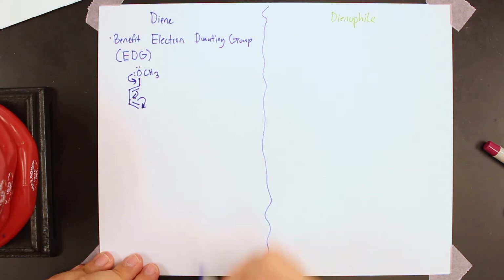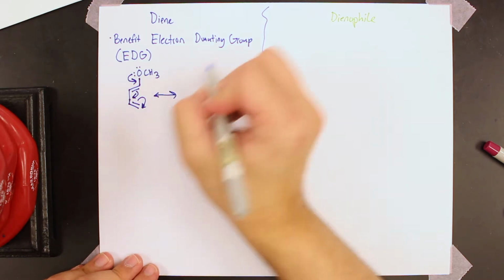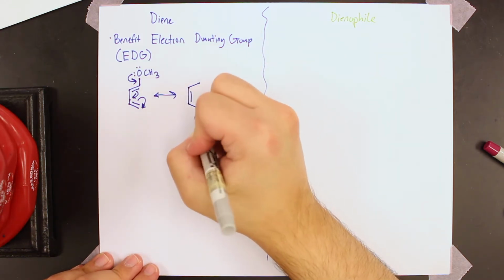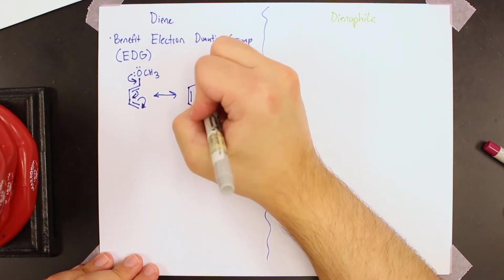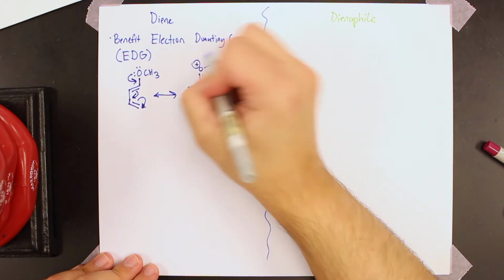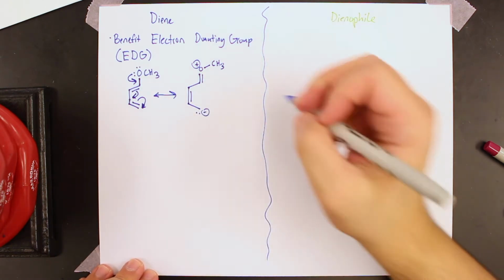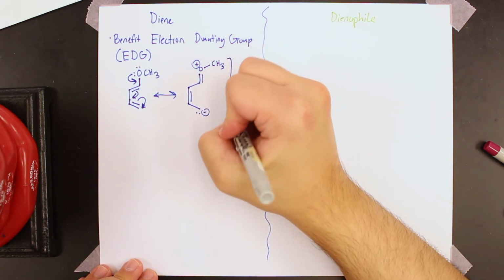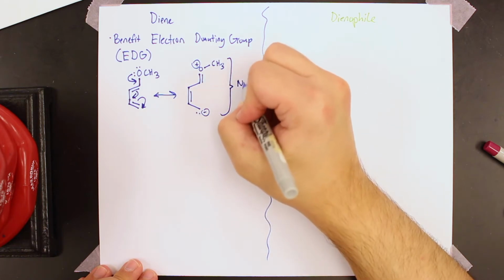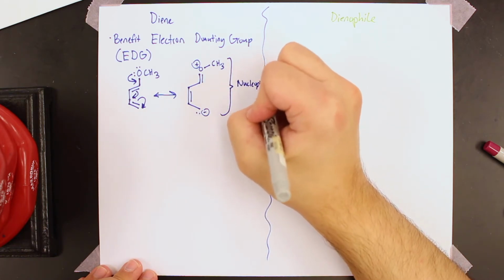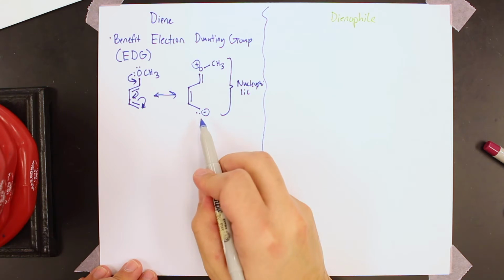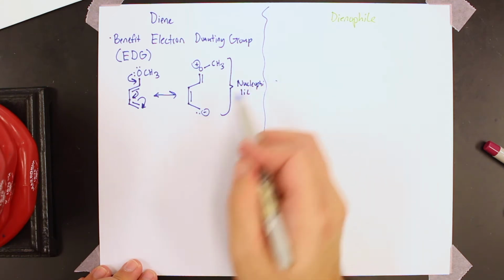So we can have a resonance structure that looks something like this, and we can see how this is a resonance structure of that one. And you can also see how this makes this structure kind of nucleophilic. So this carbon is now a carbanion and likes to attack.